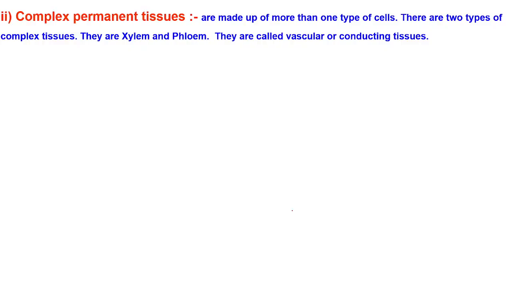Next is your complex permanent tissue. They are made up of more than one type of cells. They are only of two types: one is xylem and one is phloem. They are also called vascular or conducting tissues. Now, why vascular or conducting? This xylem and phloem are very simple to understand.